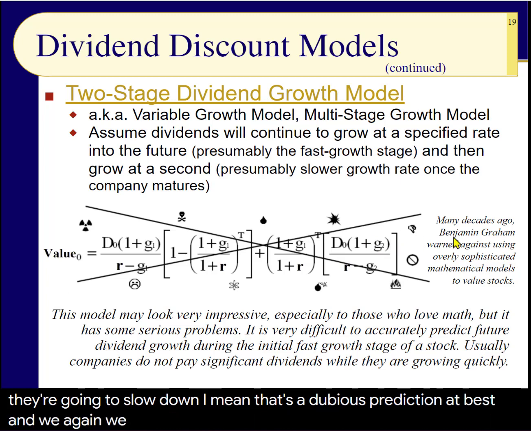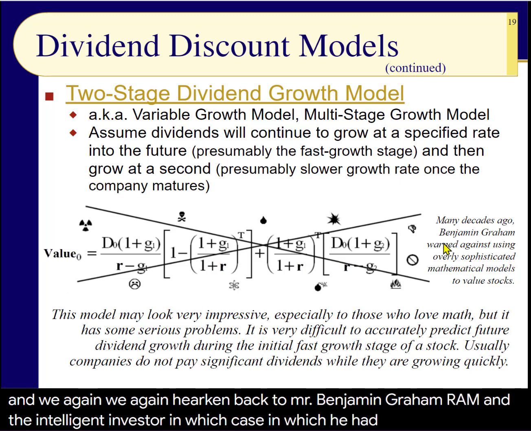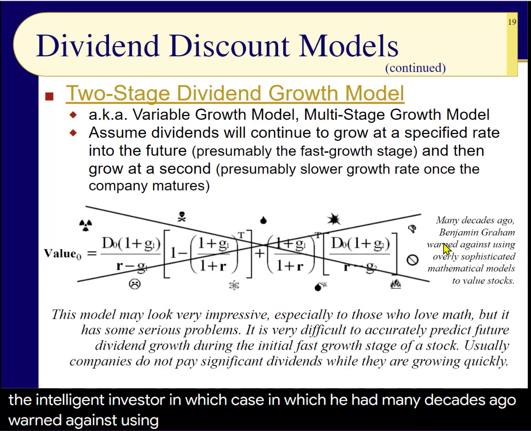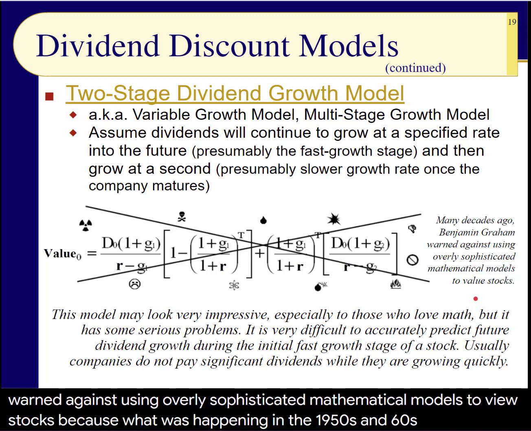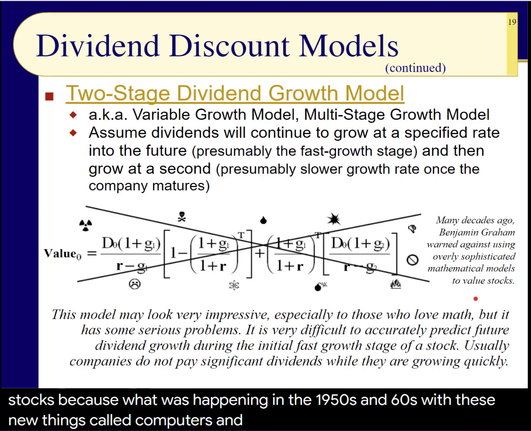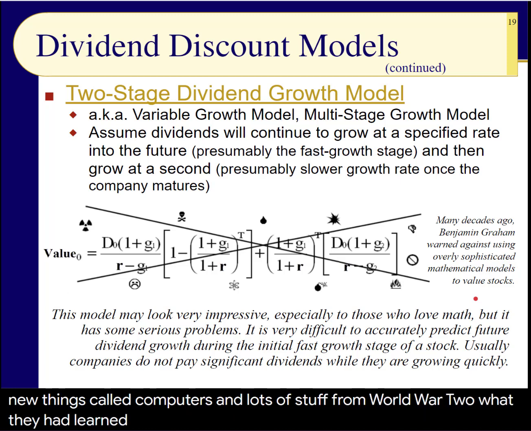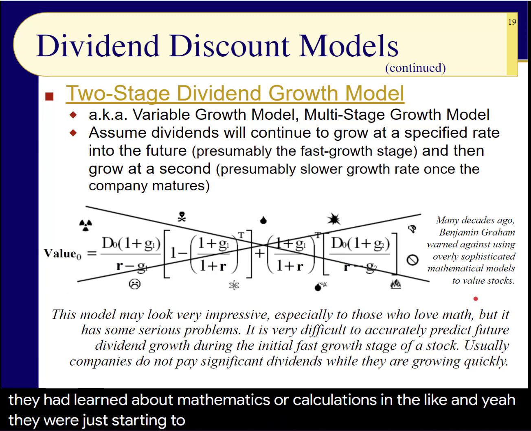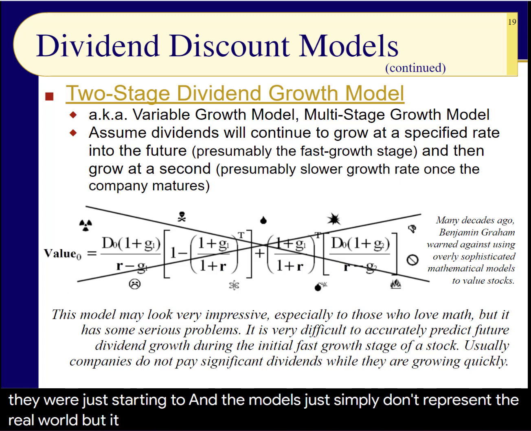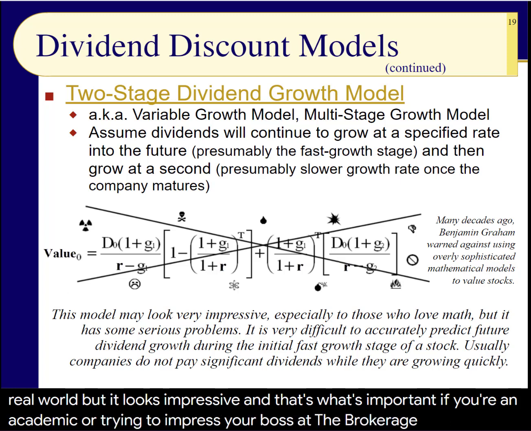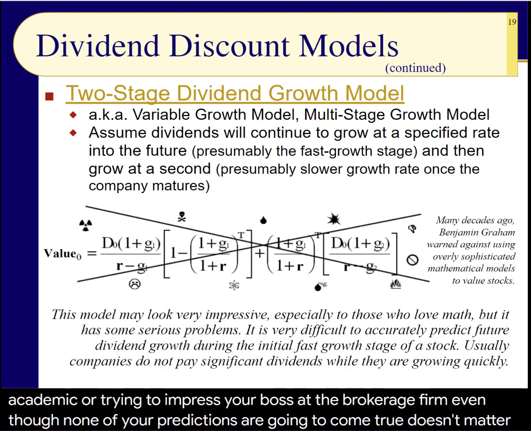And we again harken back to Mr. Benjamin Graham and The Intelligent Investor, in which he warned many decades ago against using overly sophisticated mathematical models to view stocks. What was happening in the 1950s and 60s, with these new things called computers and lots of stuff from World War II, was what they had learned about mathematics and calculations. They were just starting to add more and more complexity, and the models simply don't represent the real world. But it looks impressive. And that's what's important if you're an academic or trying to impress your boss at the brokerage firm, even though none of your predictions are going to come true. Doesn't matter, just as long as it looks good.